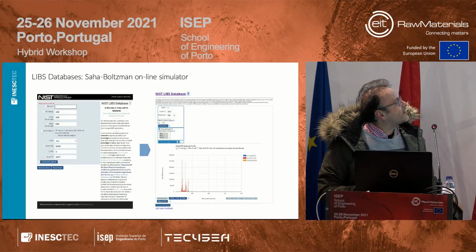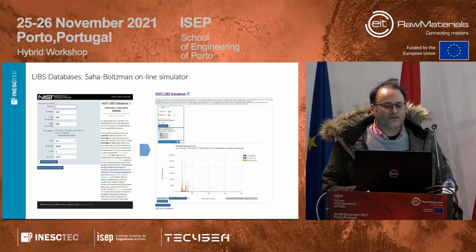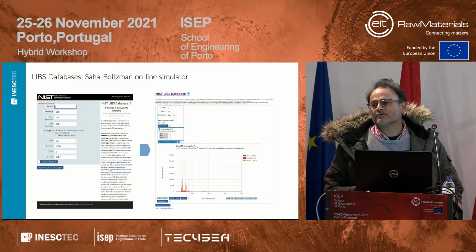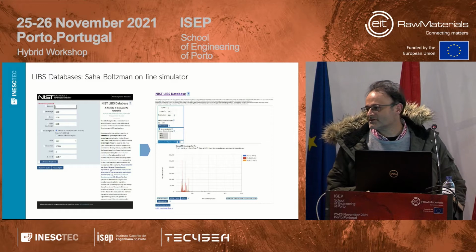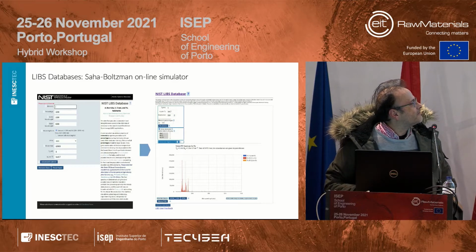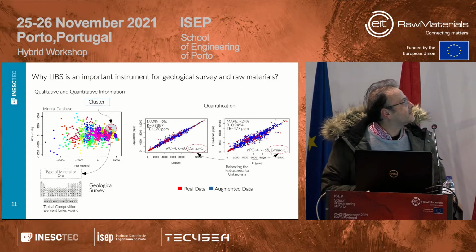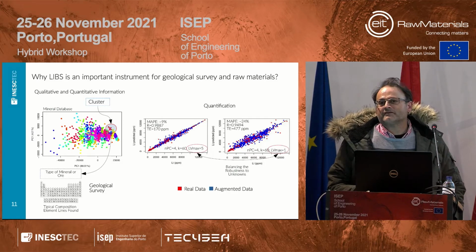You can also find online a Saha-Boltzmann simulator at the LIBS database from NIST, where you can make your own recipe in percentage of elements. But this is only a very simple theoretical simulation, where you are assuming that there is no reaction, no reabsorption, and so on. So you are assuming that this is a mixture of ideal plasma. But this is where engineering enters.